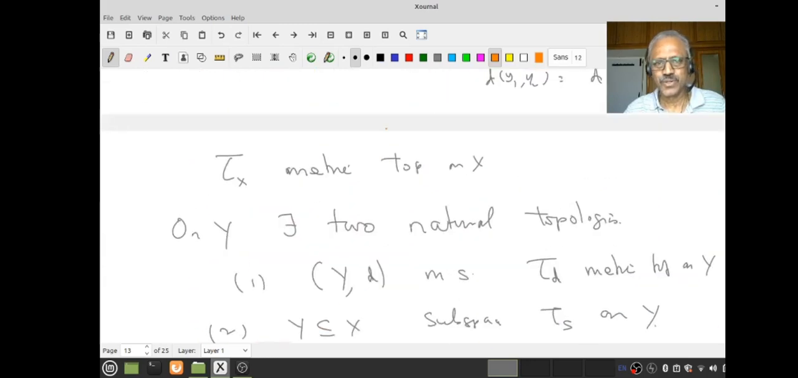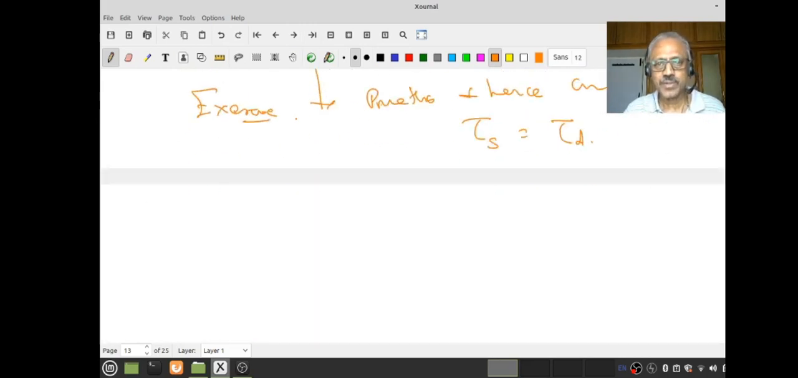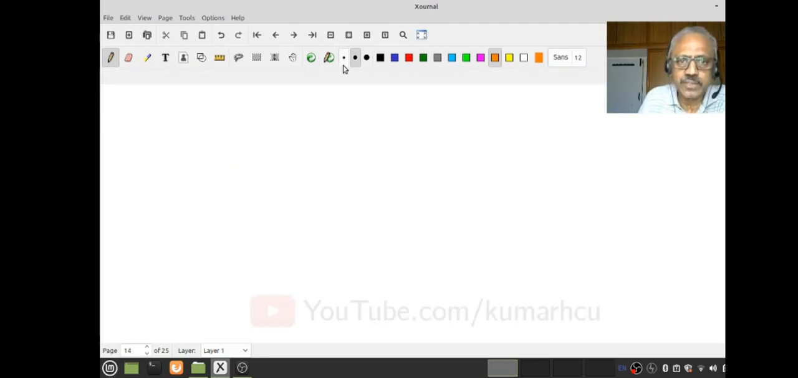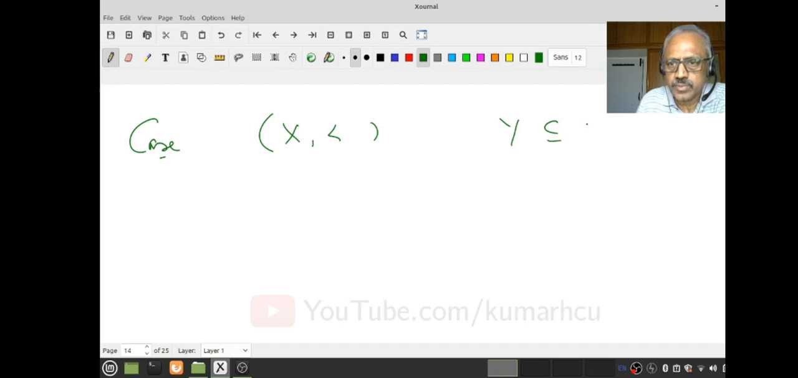Okay. So what you have seen is on a metric space, on any subset there exist two natural topologies, and luckily in the case of metric space both the topologies coincide. Now I want to know what happens in the case of order topology. So let's go back to the earlier case. The case on hand is X an ordered space, Y is a subset of X, then on Y I have two topologies. One is order topology, the other one is subspace topology.